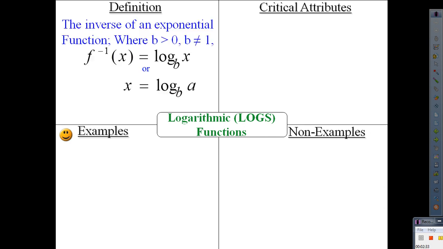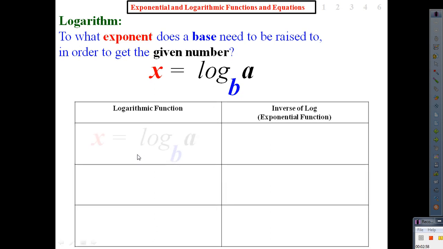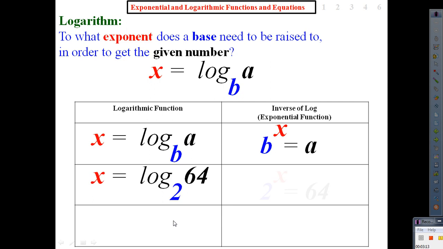I'll move on. We covered logarithmic functions, starting with the term logarithm. I gave you this, x equals log base b of a. We said that x was the exponent, b was the base, and a was a given number. Remember, I gave you a table, and then I gave you a log, and we wrote it to its inverse, which is an exponential function. B, the base, to the x, the exponent, is equal to the given number. And we did some practice ones, this one and this one.